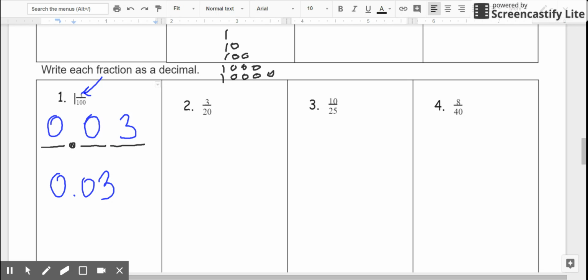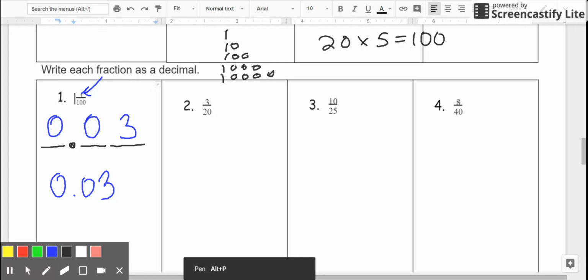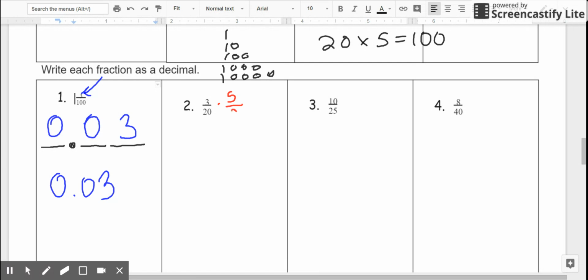So let's take 20. A number that it goes into where it's 1 followed by a bunch of zeros is 100, because I know 20 times 5 is 100. So I'm going to change my fraction so that it's got a denominator of 100. So I'm going to take 3/20ths and multiply by 5/5. My numerator is 3 times 5, which is 15. And my denominator is 20 times 5, which is 100.